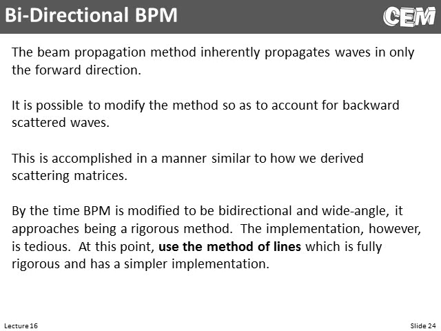So borrowing from the previous slide and this slide, there's all kinds of fixes to the beam propagation method. We can make it wide angle to account for waves diverging very rapidly. We can make it bidirectional. But by the time you incorporate all these fixes, you suddenly have a very complex code. And at that point, in my opinion, I think we should just scrap beam propagation method altogether and use what's called the method of lines, which is essentially the fully rigorous version of beam propagation method.